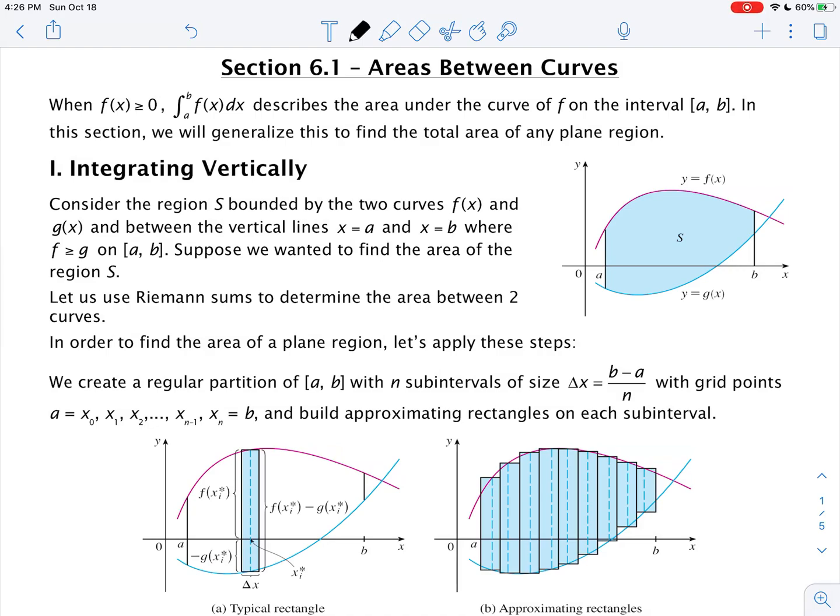Hello, good people. This is section 6.1 from James Stewart's Calculus Early Transcendentals book, and we are studying area between curves. So we're going to go through the Riemann sum and the development of area between curves and coming up with a general technique to calculate the area bounded by regions in the plane.